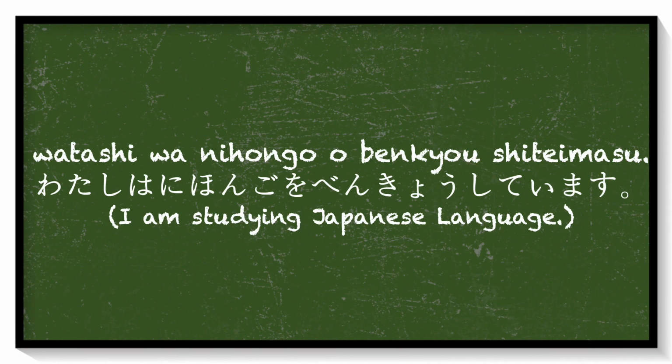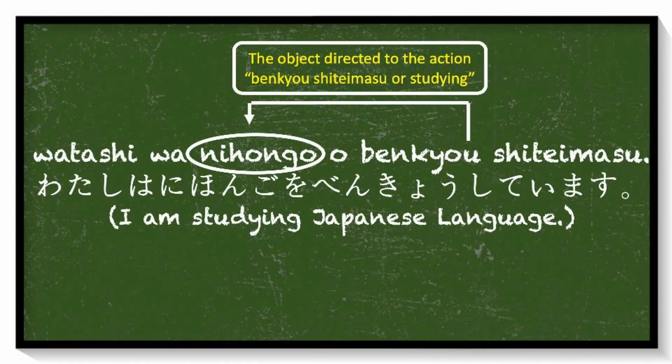Another example. 私は日本語を勉強しています。 In this example, our object is a proper noun, which is Japanese language.